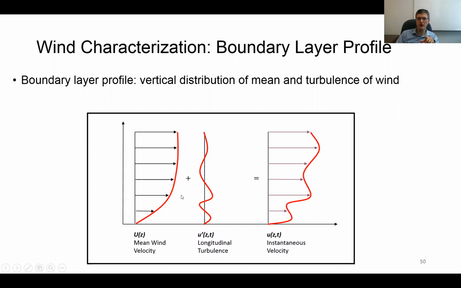On top of that mean wind speed, there is that turbulence. If we isolate the turbulence by itself and illustrate it like so, if we put them two together, then we have an instantaneous time snapshot of what the wind speed might be through the vertical profile.